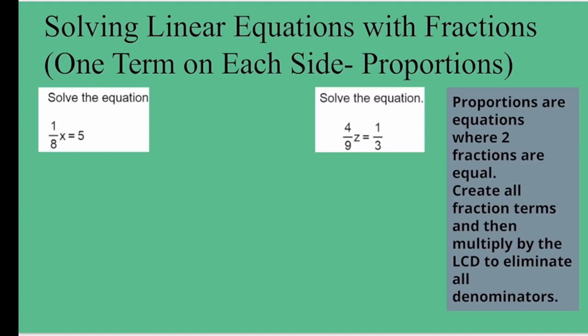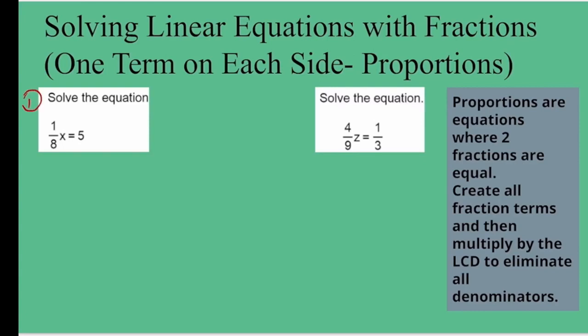two fractions. Once you have them, you multiply by the least common denominator, the LCD, which essentially eliminates all your denominators, and we just have a simple linear equation. So the equation on the left, we'll call that number 1. We're going to solve this equation.